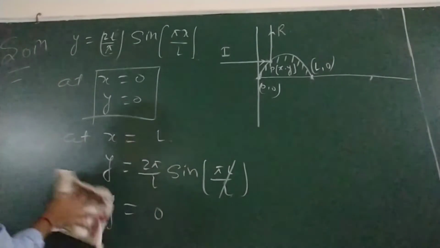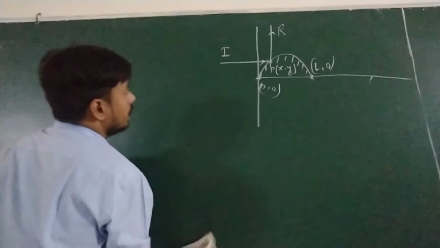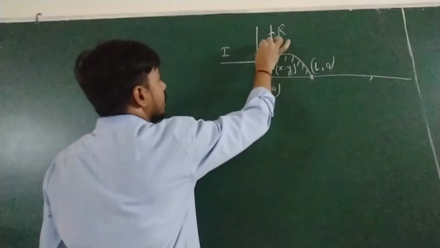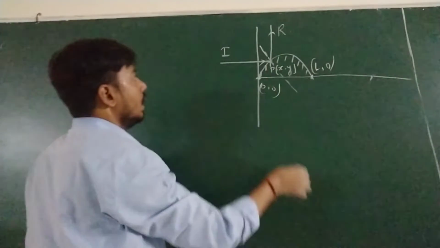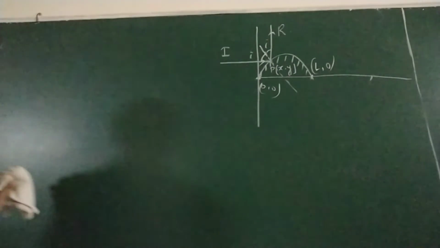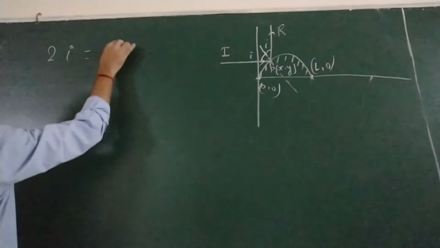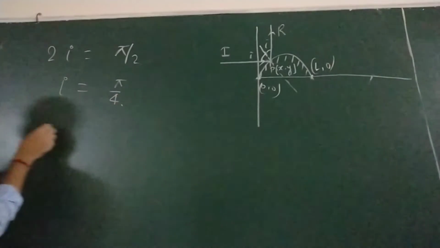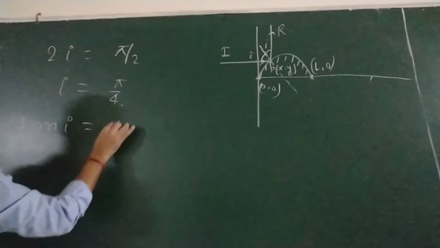So simply, can I write this one? We can calculate the answer to this question very easily. See, suppose this is the normal. So this becomes i and this is also i. So what can we say? 2i is equal to 90 degrees, pi by 2. So i is equal to what, my dear? Pi by 4. Okay. So tan i is equal to 1.